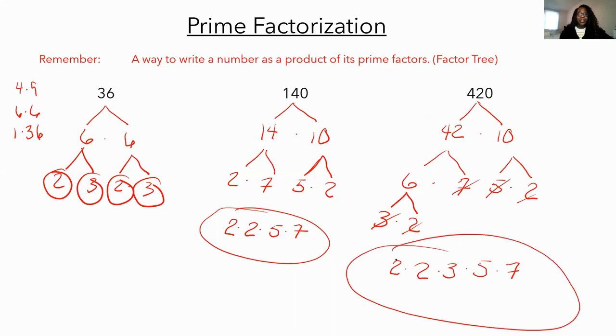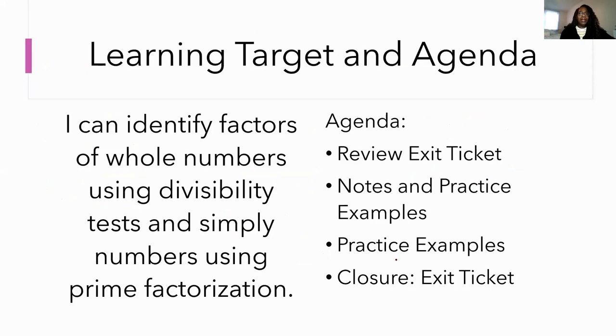All right, so going back, I can identify factors of whole numbers using the divisibility test. Hopefully you can, because we definitely went with it. We went the 2, the 3, the 4, the 5, the 6, the 8, the 9, and the 10. Okay, and then we also figured out how to simplify numbers using that prime factorization, aka your factor tree. So I can check that bad boy right off. We definitely reviewed the exit ticket. We looked at notes and practices. We did little exams. So now we're going to do that exit ticket.